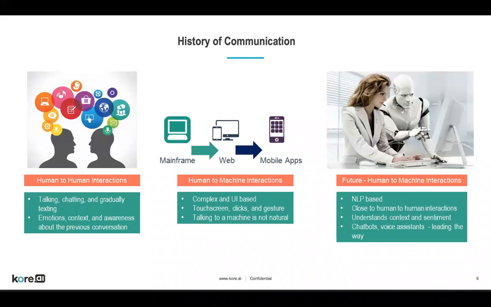human interactions are mainly guided by emotions, context, and awareness of previous conversation. So, whenever we are interacting amongst ourselves, our conversations are very much driven by our emotions. We can understand the emotion of the person to whom we are talking by the tone of his conversation, with the way he's talking to us, or the phrases that he is using in his conversation. So, we can understand the emotion, and our conversation is guided by that emotion.